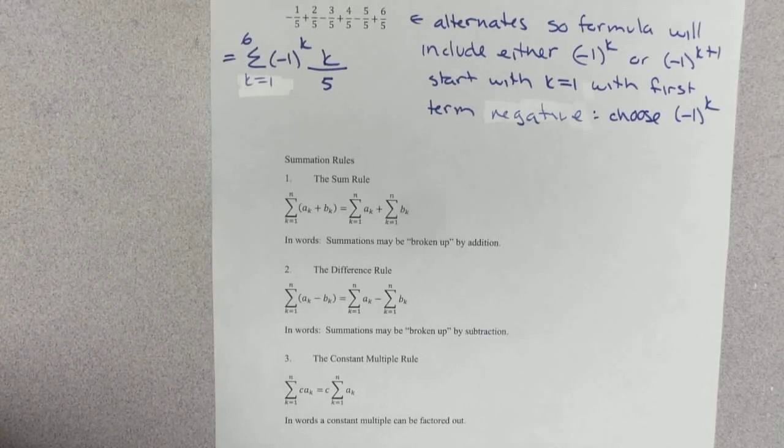Three, the constant multiple rule. The summation from k equal 1 to n of c times a sub k equals c times the summation from k equal 1 to n of a sub k, where c is just some sort of multiplied constant, 12, 14, 92. It's just a multiplied coefficient, basically. I said constant. We're going to do some things later where it gets a little fuzzy, but we'll talk about that later. In words, a constant multiple can be factored out. So there are our first three properties.